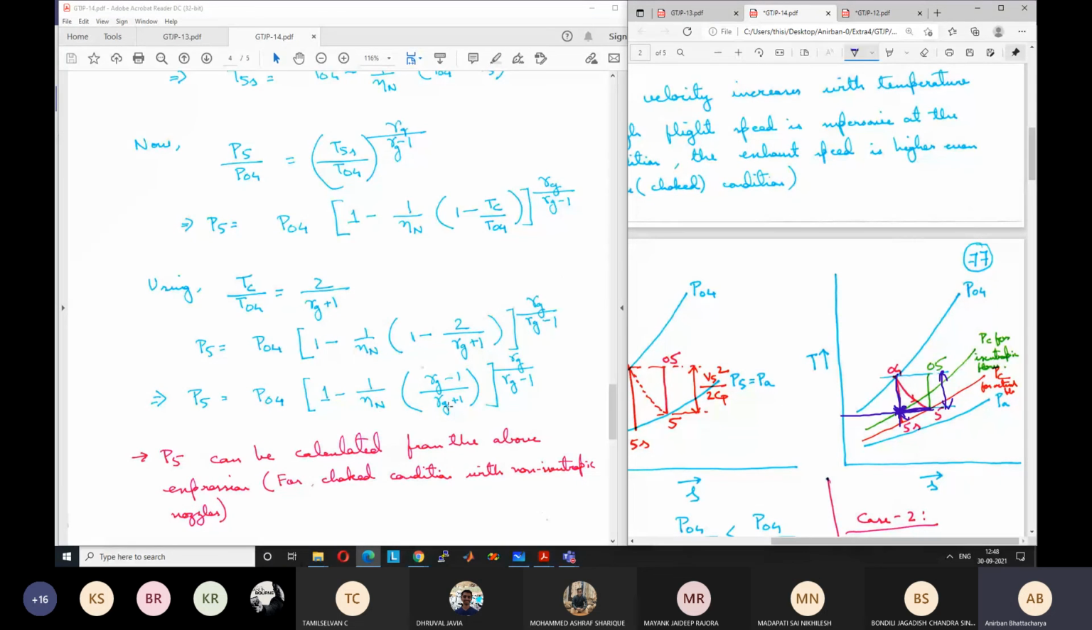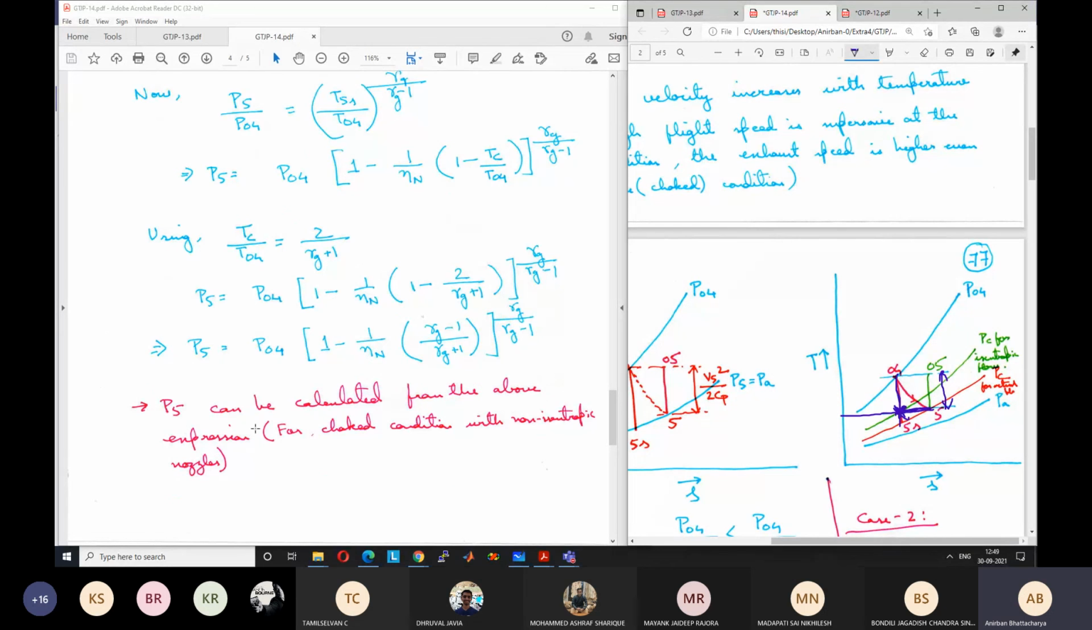Don't memorize this. You should be able to derive this. You should not use this as a formula while solving a problem. You should try to derive or actually calculate the different parameters like Tc, Pc, things like that. So P5 can be calculated from the above expression for the choked condition.